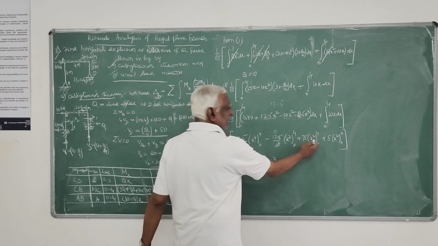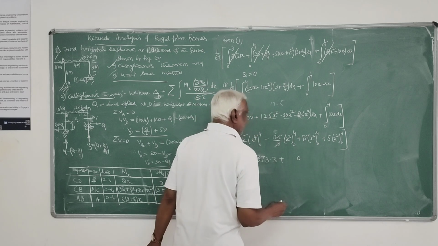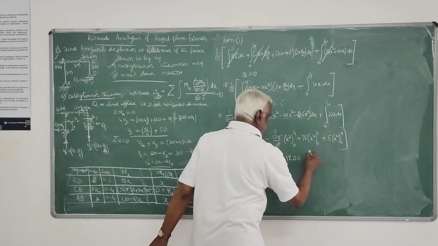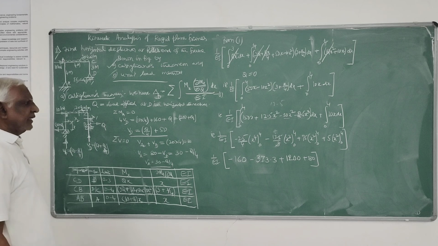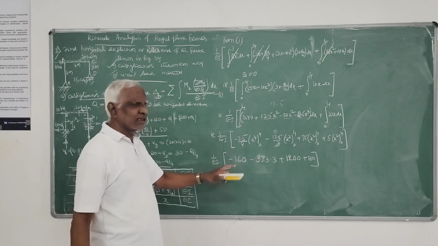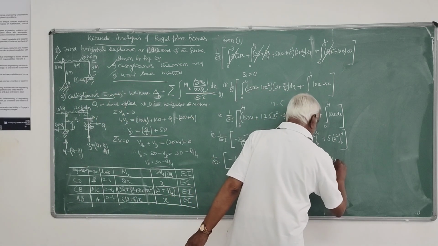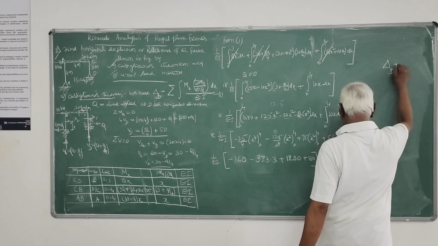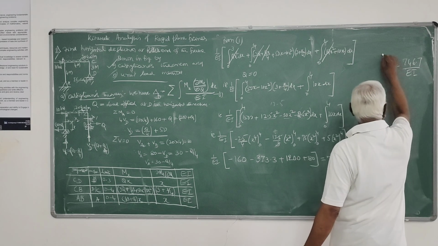Then here it is 4 square, 16 into 75, 1200. Here it is 16 into 5, 80. We can simplify this. 1280 minus 373.3 minus 160 is 746.7. Therefore, your delta D is 746.7 divided by EI. It is positive, so that means the assumed direction is correct.